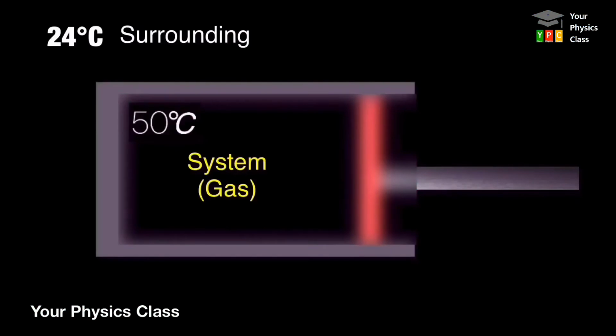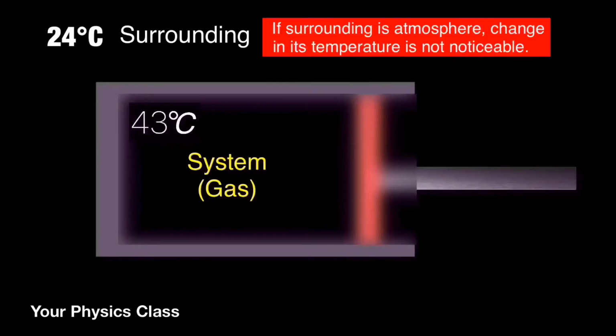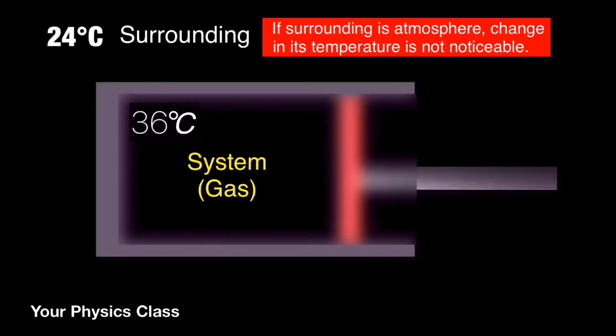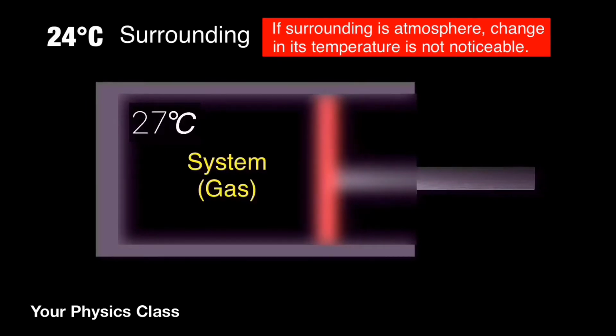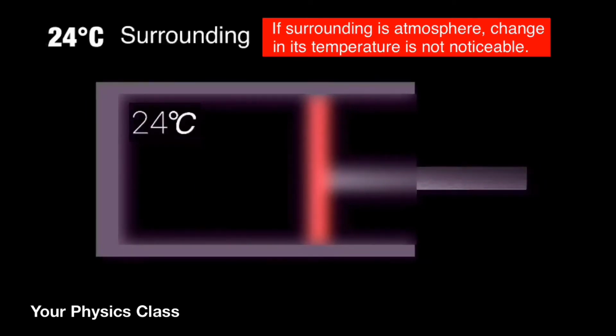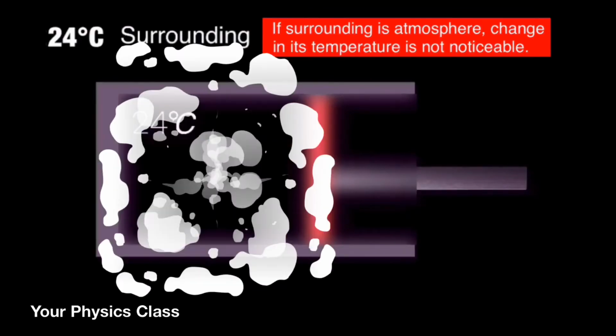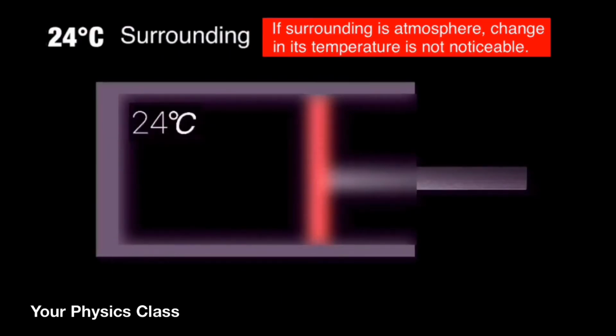On the other hand, if the hot gas is allowed to cool in a surrounding of lower temperature, then the gas gets compressed during the cooling and the piston moves inwards. During this process, heat is transferred from the system to the surrounding. If the surrounding is huge like the atmosphere, then the change in its temperature will be extremely minute and unnoticeable.